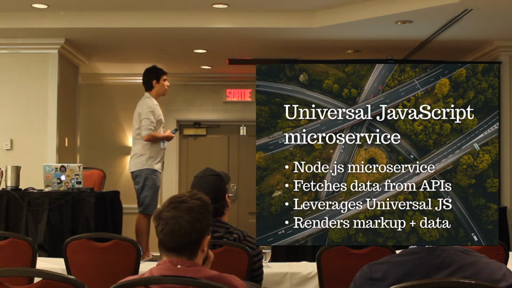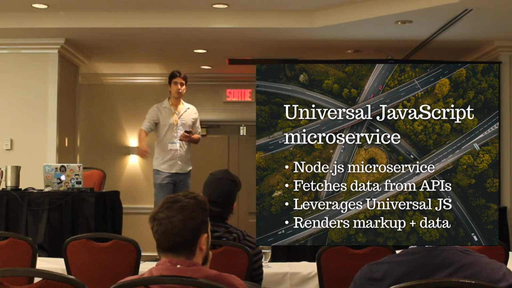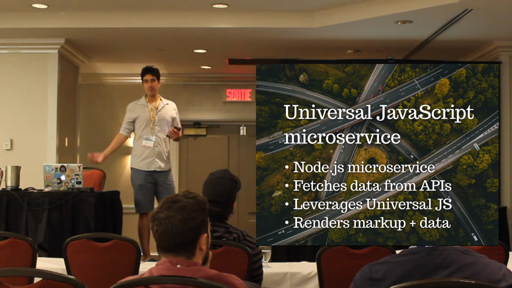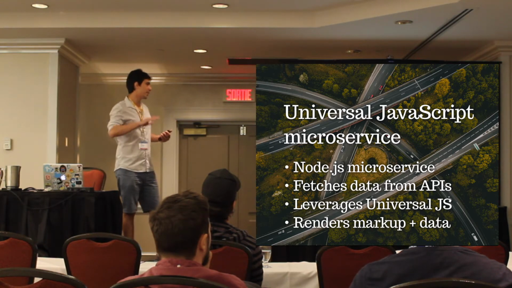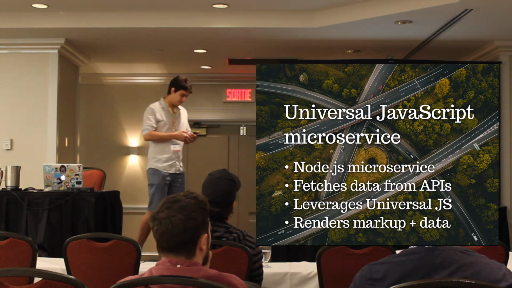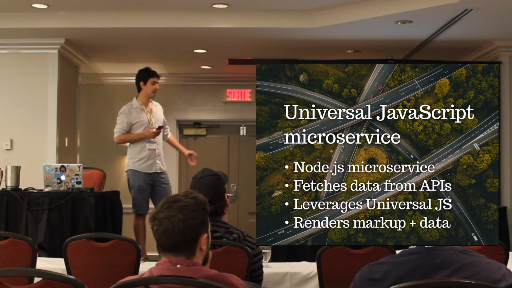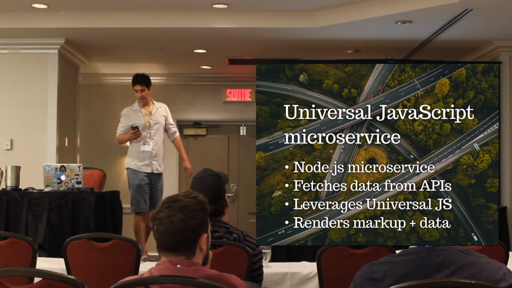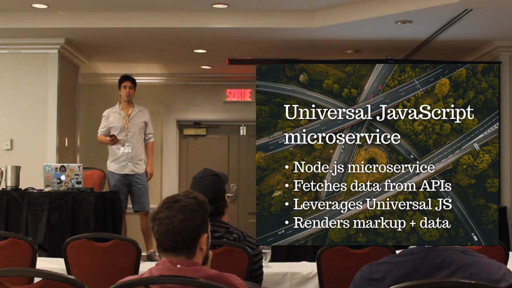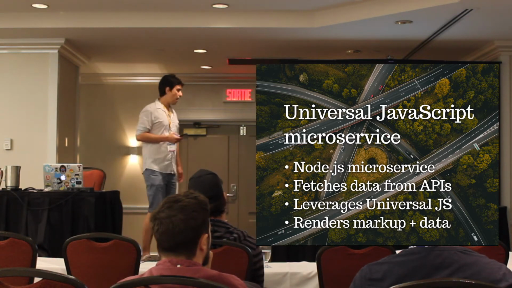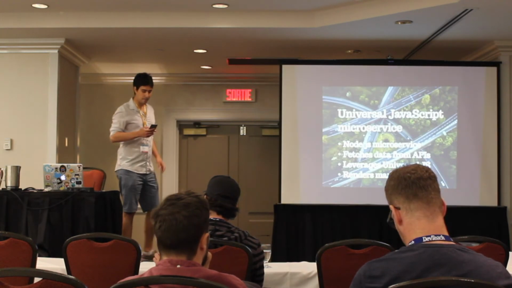So yeah, the pattern that I want to present, I will make a simple demo. I have no name for it. I didn't try to brand it like the Jamstack guys did. So I'm just going to call it the universal JavaScript microservice. Basically, use a Node.js microservice, read data from some API, and make use of universal JavaScript components, both running on the server and client side, and basically render the markup in both client and server side.